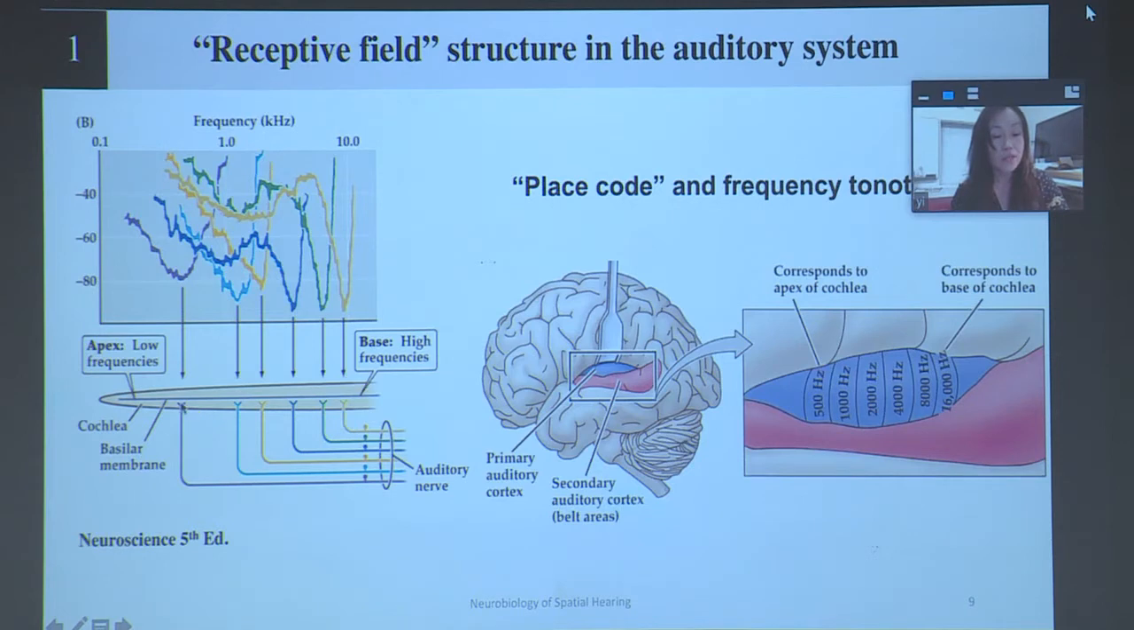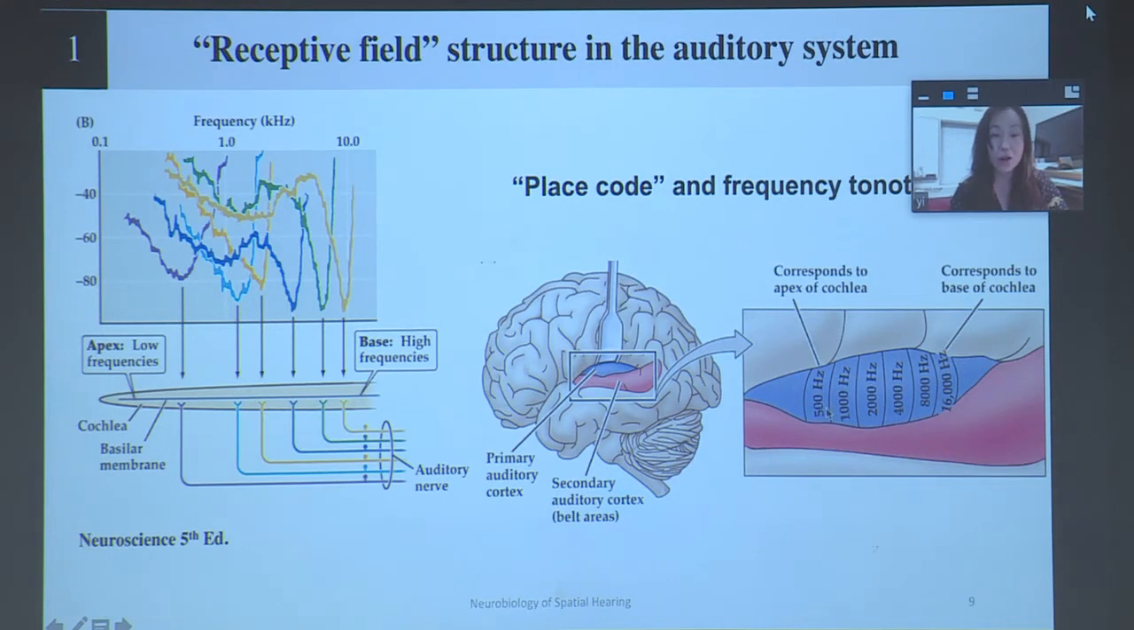So the basal end of the basilar membrane will respond to high frequencies of a sound, and the apical end will respond to low frequencies of a sound. This is simply due to the mechanical resonance properties of this rubber band, essentially. This frequency selectivity will be passed on, stage by stage, through the ascending auditory pathway, and even in primary auditory cortex, we can see that different areas of auditory cortex will respond to different frequencies of a sound.